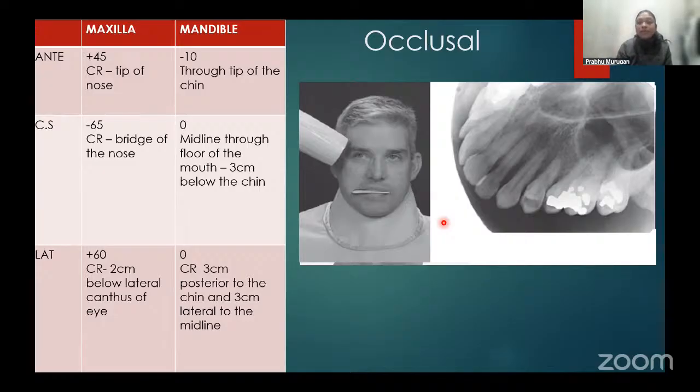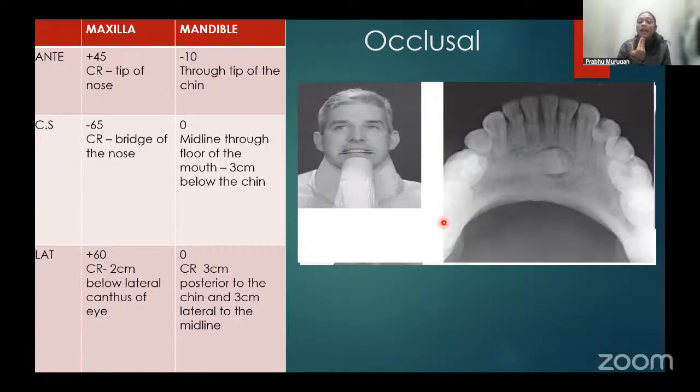Okay. Similarly, for your mandible, your mandibular anterior projection, it is minus 10 degrees through the tip of your chin. You can see here, right? The central beam will pass through the tip of your chin.